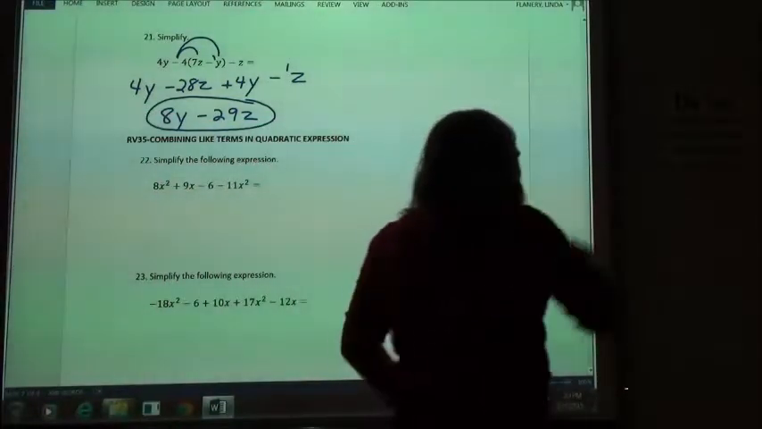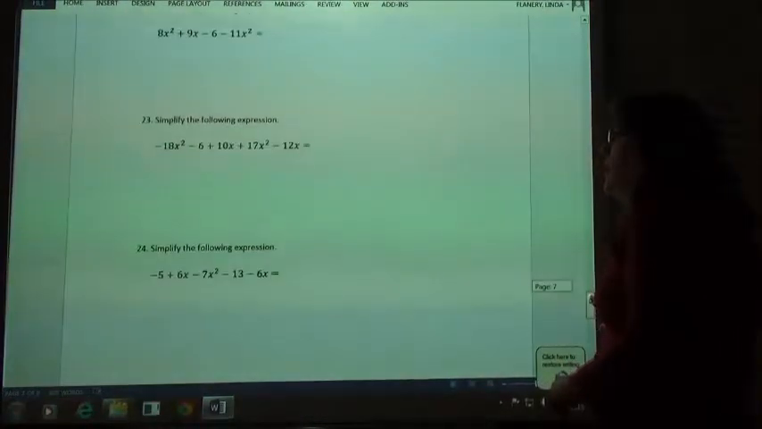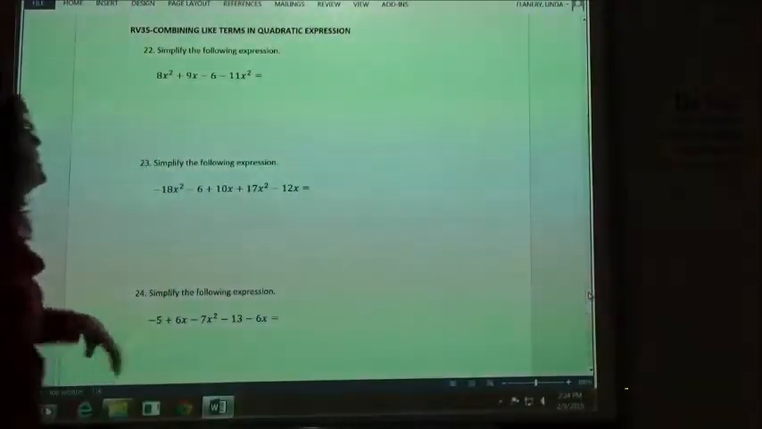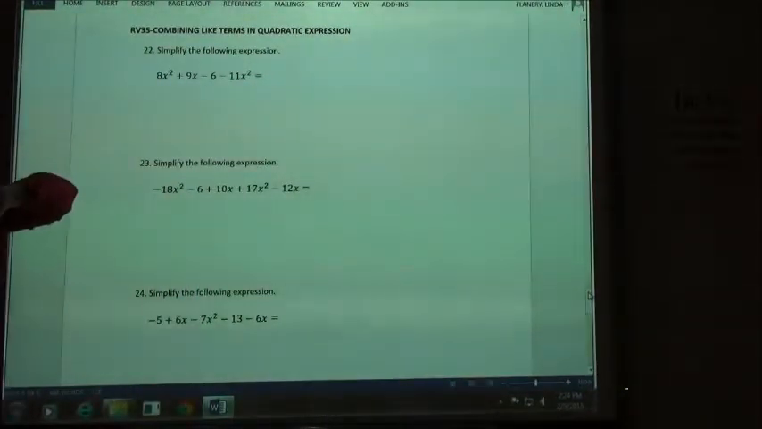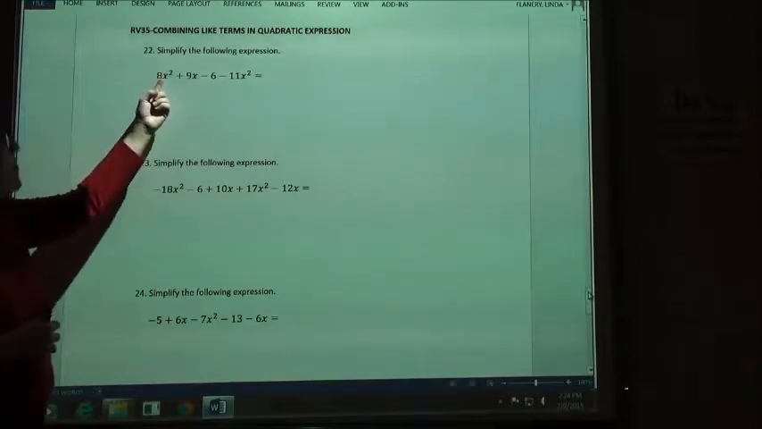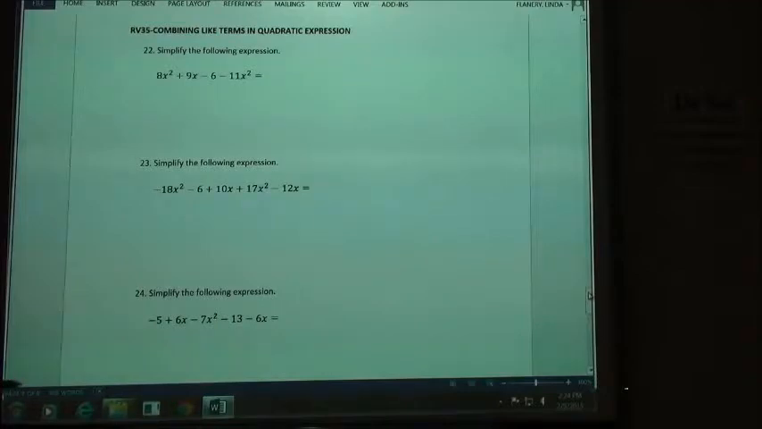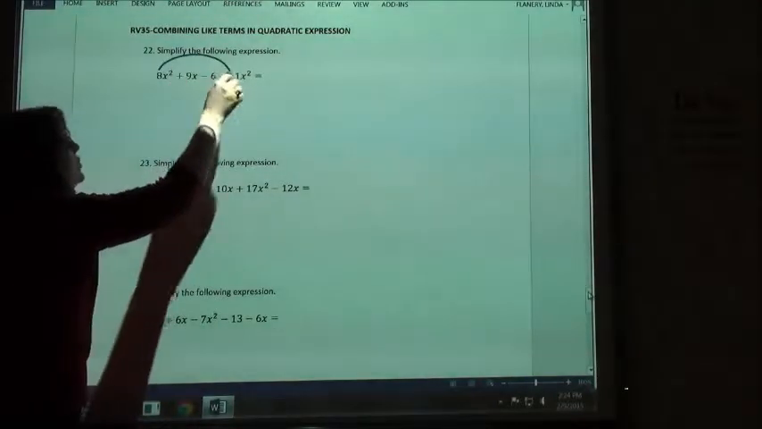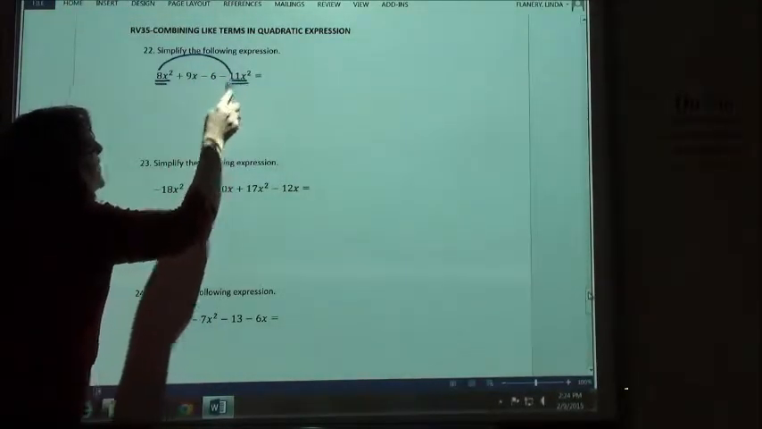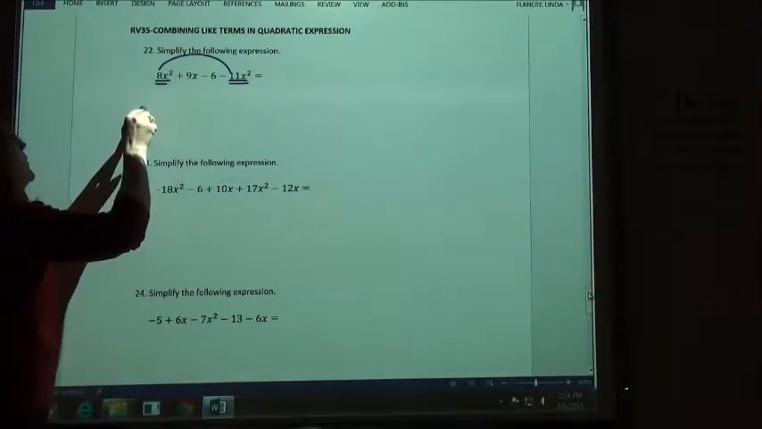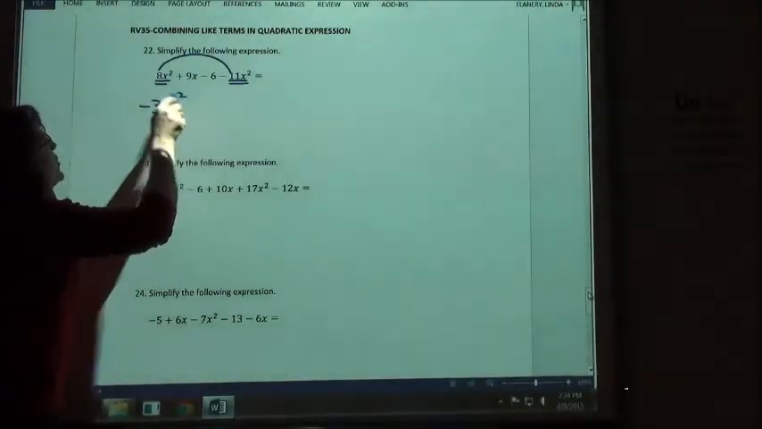And the last ones here say combining like terms in a quadratic expression. Again, your quadratic expression means your highest degree is a squared term. We have an 8x squared and a minus 11x squared. When we combine our like terms, we can't combine an x squared with a plain x. They're not exactly the same label. So in this case, I'm going to combine these two. They're the only two that have the exact same thing right behind them. So 8 minus 11 is minus 3x squared.